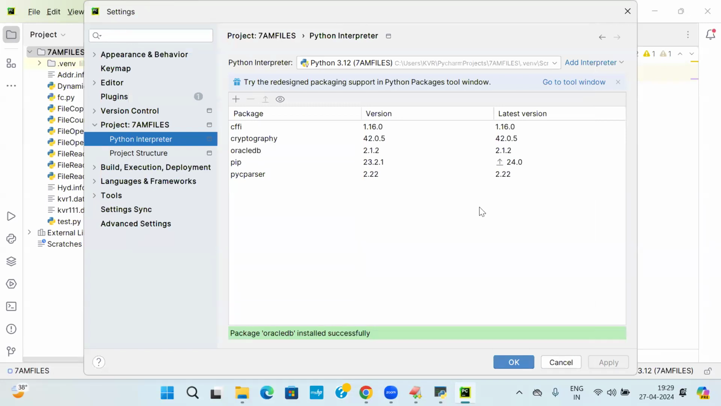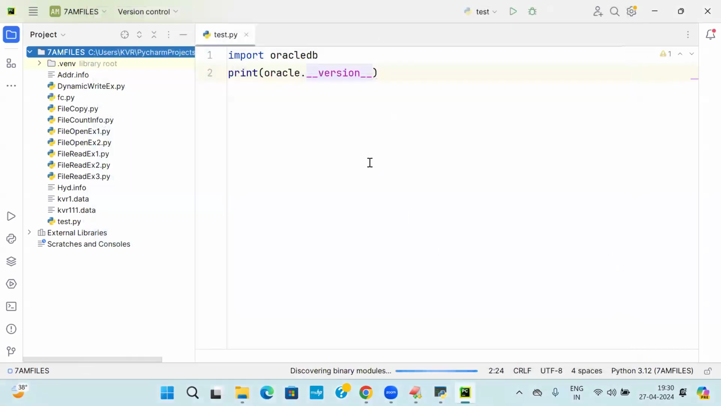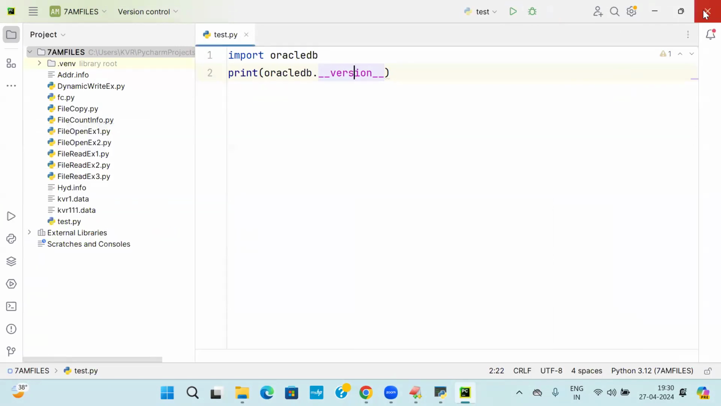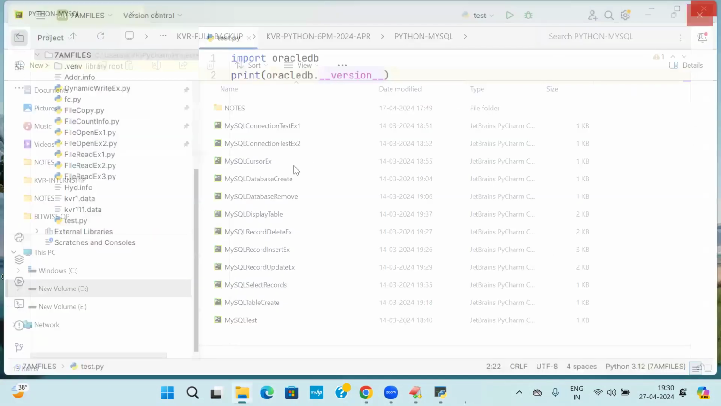Why are they used? Python does not contain those modules. We'll install them like that. Are you following me? Okay, now you run my code. Are you getting any red underline? No. So I'm going to run it. Oracle DB dot version. Run this now. This module version is 2.2. Don't think that the Oracle version is printing. I'm not printing Oracle's version. I'm dealing with my module version. Are you understanding? Actually I don't want to show this now, but I'm showing it to you.